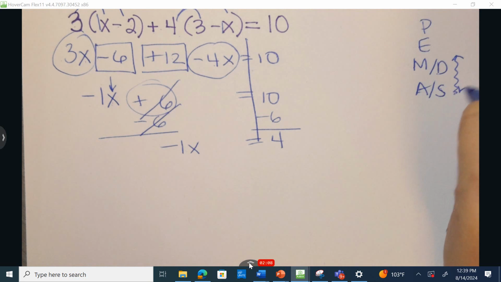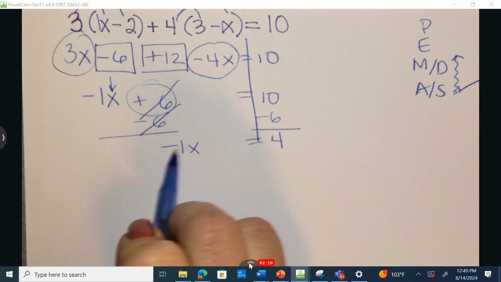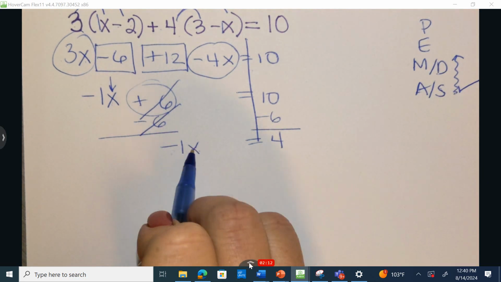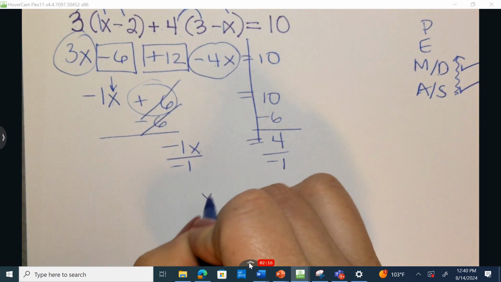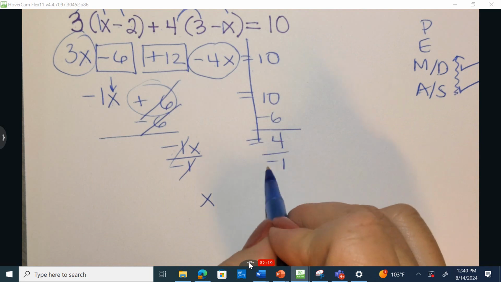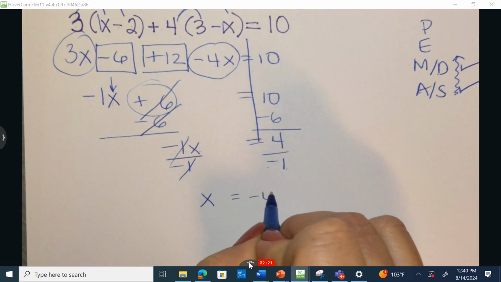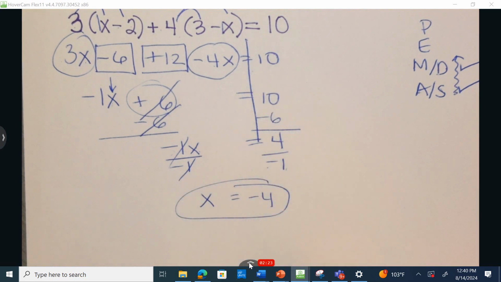So I've taken care of adding and subtracting. Now opposite of being stuck with an x, which means multiplying, opposite of multiplying is dividing. Divided by exactly what you see. 4 divided by negative 1, feel free to use a calculator if you need to, is negative 4.